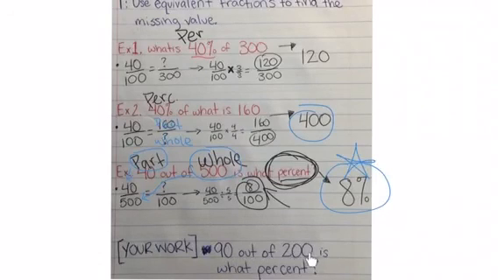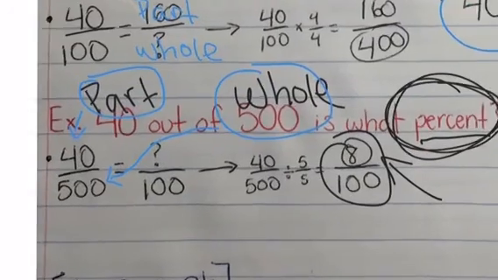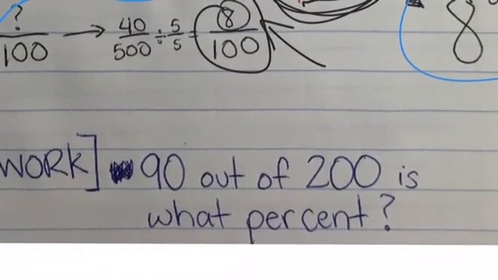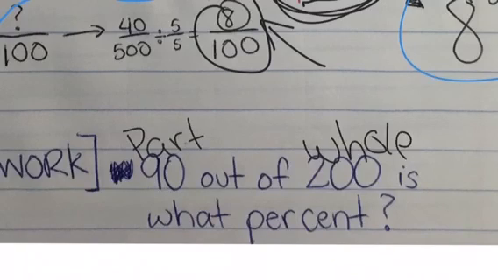So your work is down here. 90 out of 200 is what percent? All right, I'll even give you a hint for those of you watching this video. 90 out of 200 is what percent? So you have your part, you have your whole, and what you're looking for is the percent.